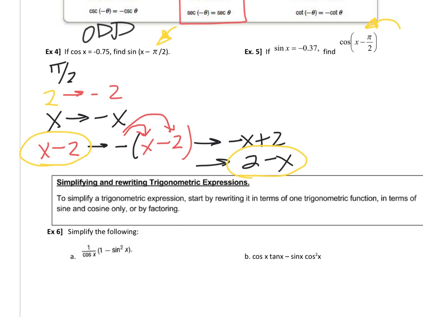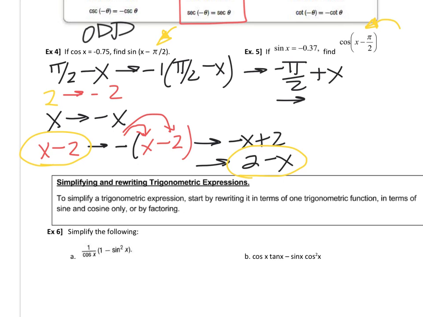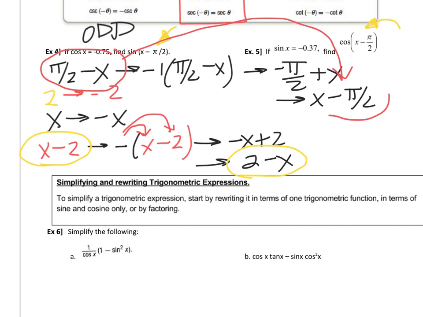So if I have pi over 2 minus x, its opposite, the negative of pi over 2 minus x, is going to give me negative pi over 2 plus x, which is the same thing as x minus pi over 2. So when I see pi over 2 minus x, I know that it has a relationship to x minus pi over 2 because they're opposites. Much like x minus 2 and 2 minus x, they are opposites.